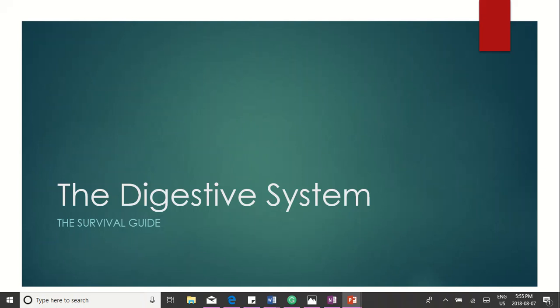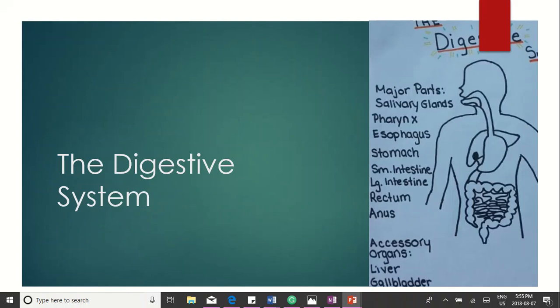Today's topic we'll be focusing on is the digestive system. First of all, let's dig down into the oral cavity. The oral cavity, composed of teeth, tongue, and lips, helps us break down food using mechanical and chemical digestion.